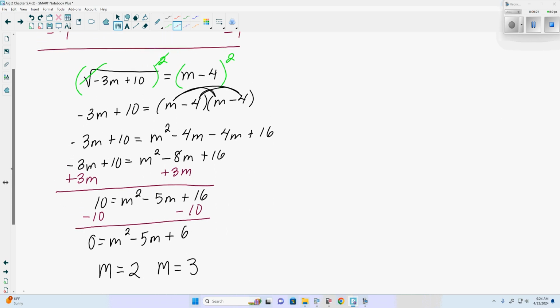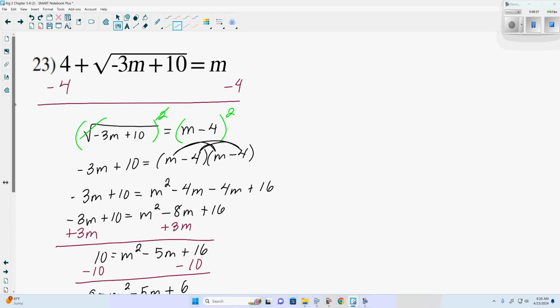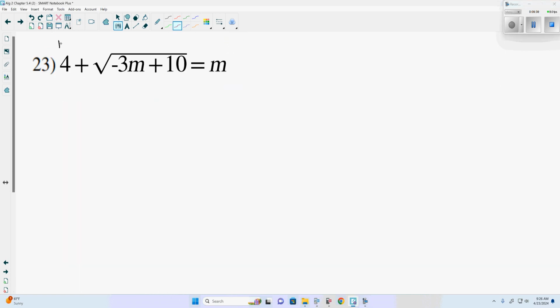Questions on how we got 2 and 3? So we good with this, finding 2 and 3? Now, all right, guys. So 2 and 3, we're going to check this. M is equal to 2. M is equal to 3.